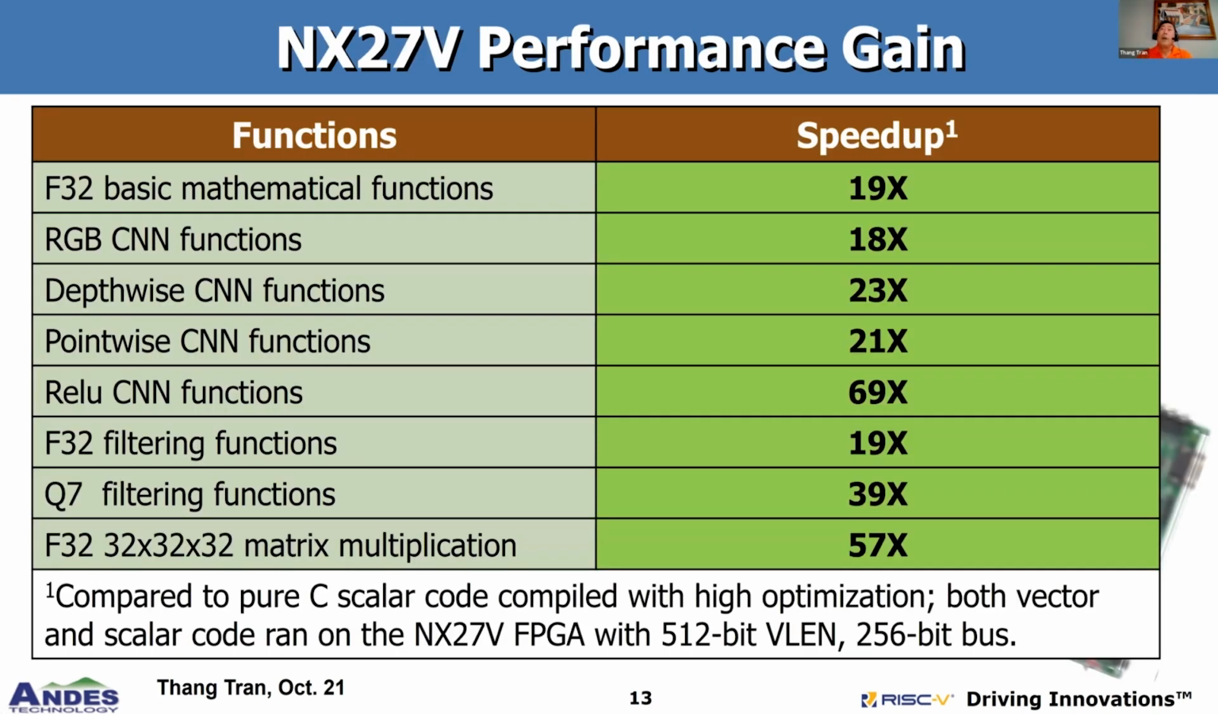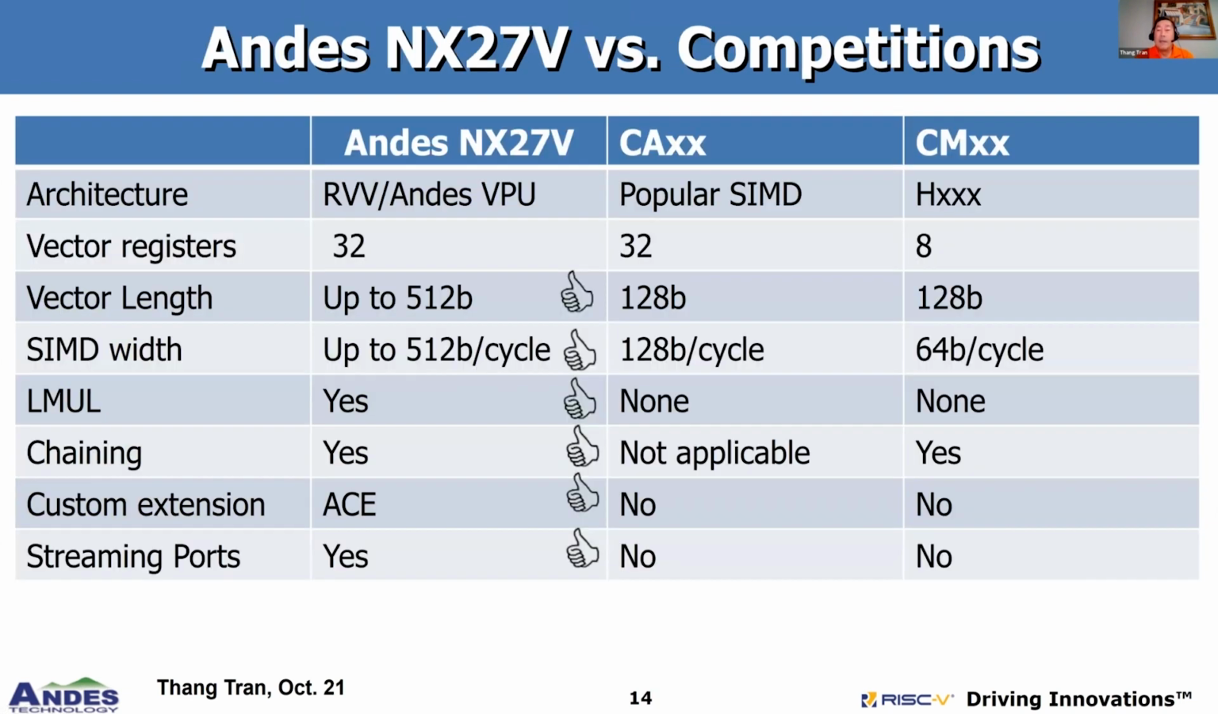The speedup that's shown here is based on a comparison of vector to scalar code. The speedup is more significant in matrix multiplication, as many more elements can be executed in parallel. Our VPU is 4x the vector length and SIMD width of an ARM Neon, and the performance is also better with chaining.